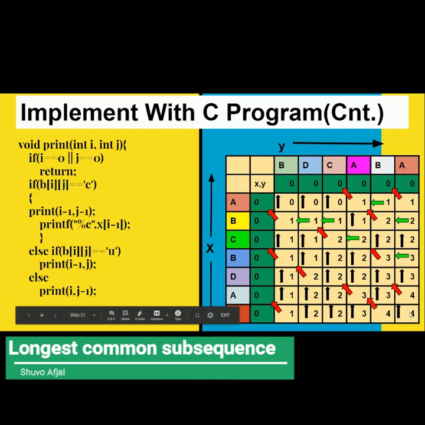If this value is from the corner, we call the print function again and check it again. After checking, we print the value. If this value is not from the corner, this line is executed. If the value is from upper, print this line, or if this value is not from upper or corner, print this line.